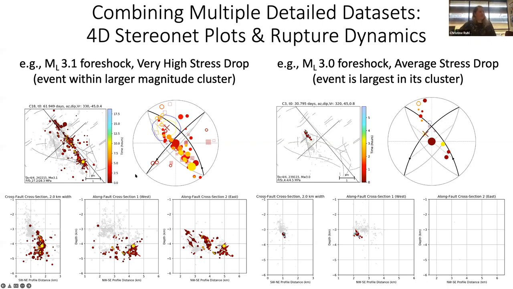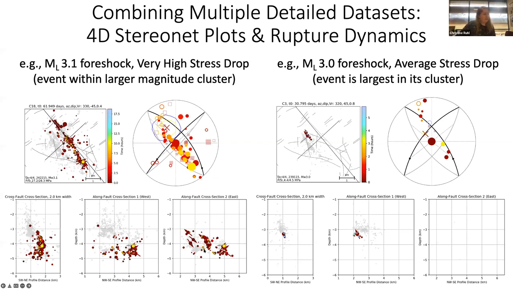Another interesting thing regarding dynamics is in this left plot, here's a magnitude 3.1 foreshock. That was a very, very high stress drop. It was part of this really large cluster that happened as the events accelerated into the main shock, maybe 2 days before the main shock happened. And as you can see in the cross sections, the fault is kinked here and complicated.